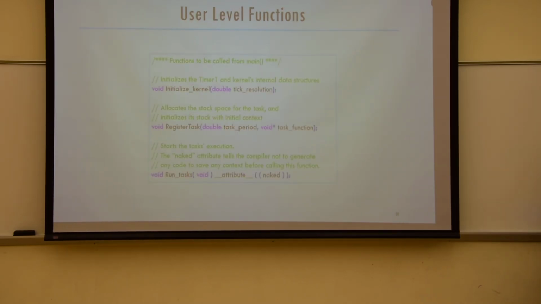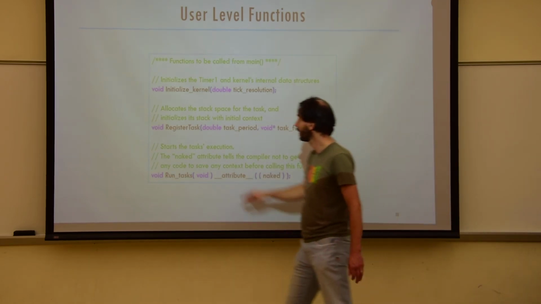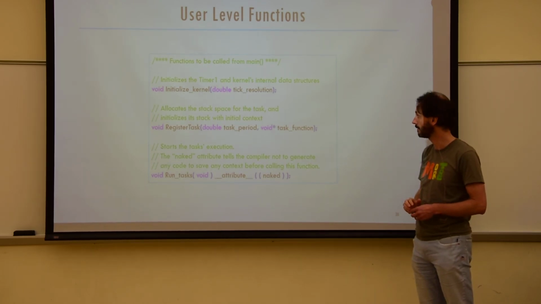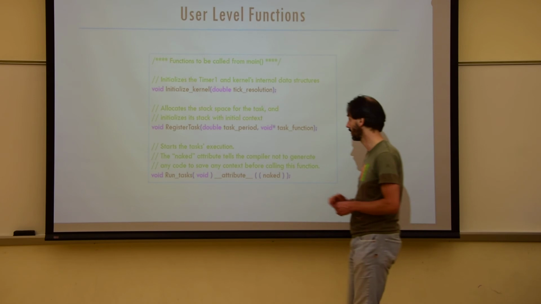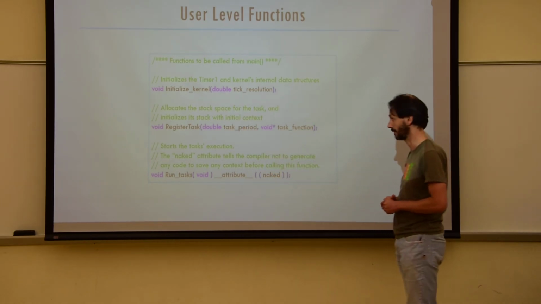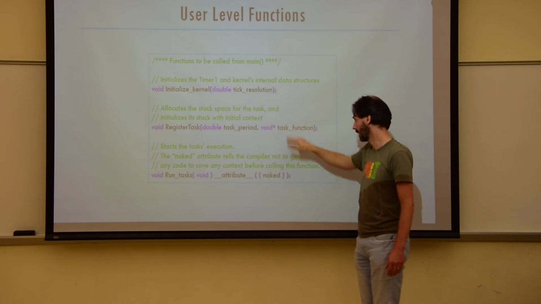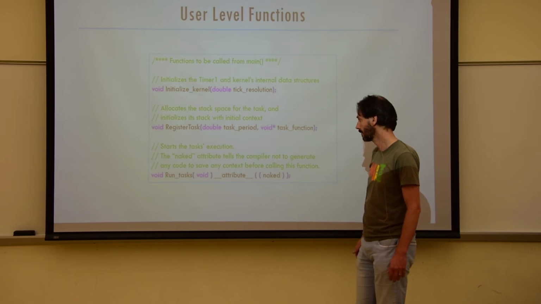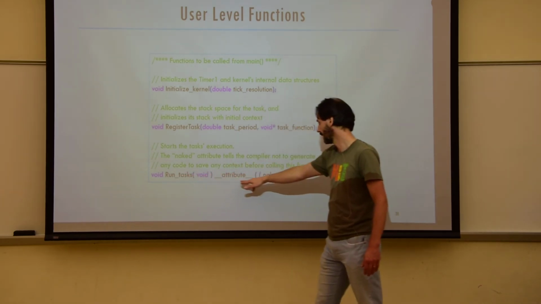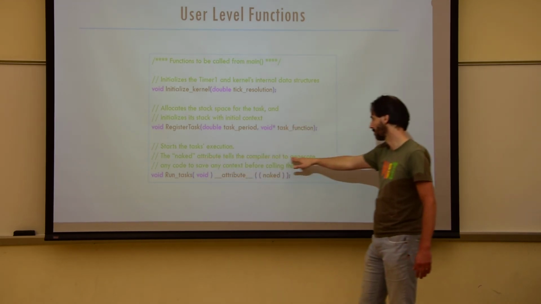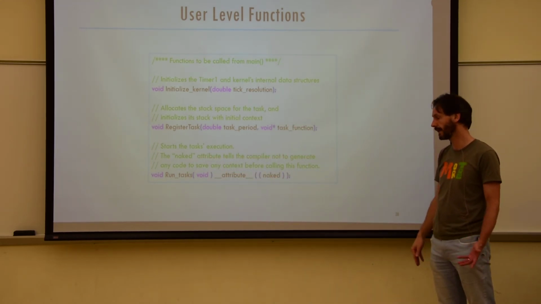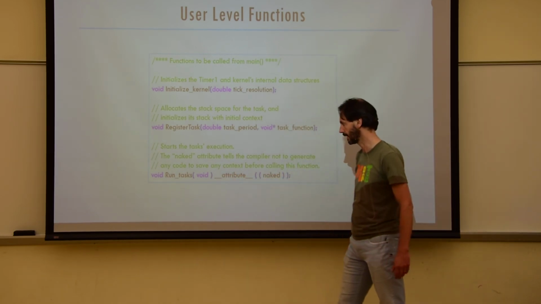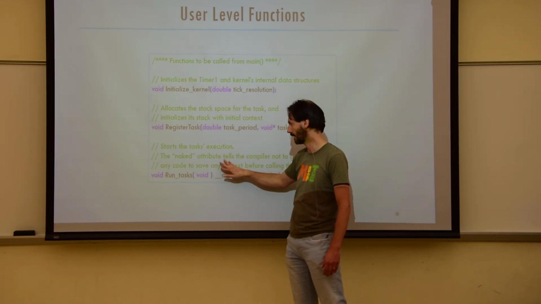So what are the user level functions? We have the initialize kernel, which you will implement with the tick resolution. There's the register task, with a task period; we keep it straightforward and simple; and the task function that you want to execute for it. Here we want to start running the tasks, and the naked attribute tells the compiler not to generate any code to save any context before calling this function. Again, the real-time operating system is taking care of that for us, and we don't need the compiler to add in that type of code.